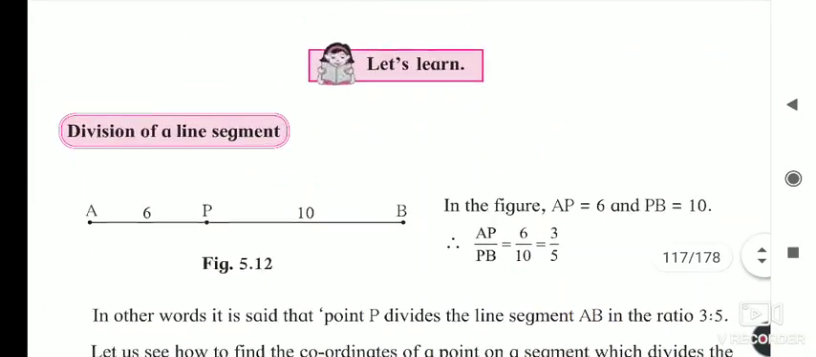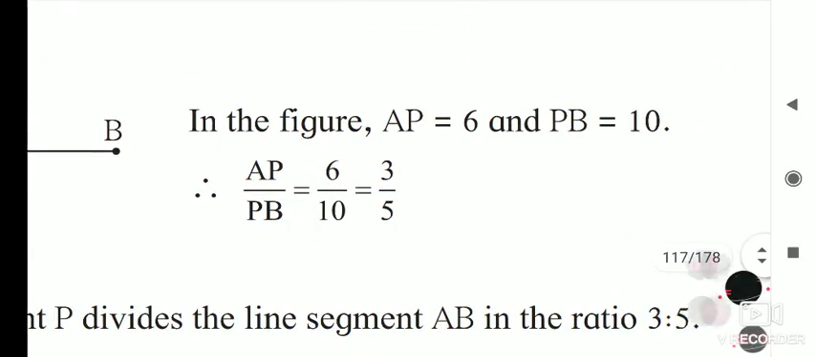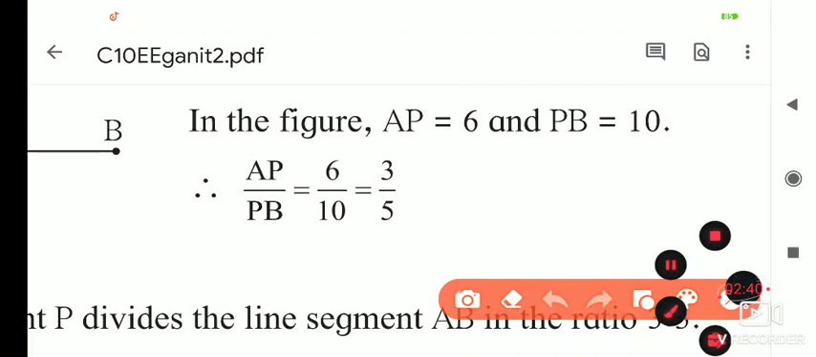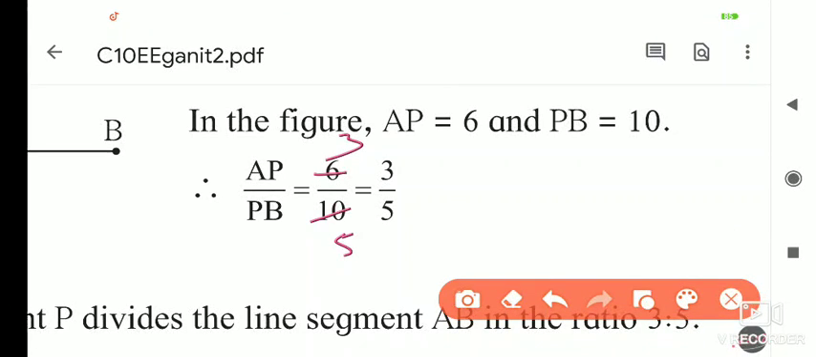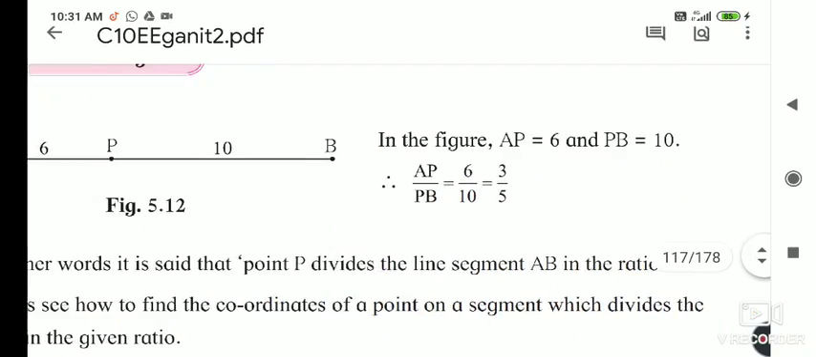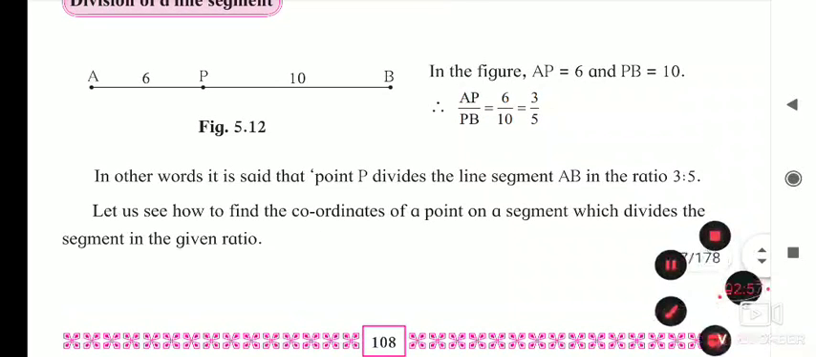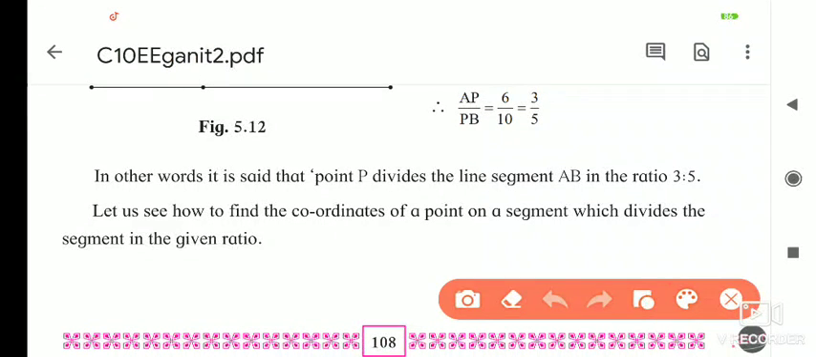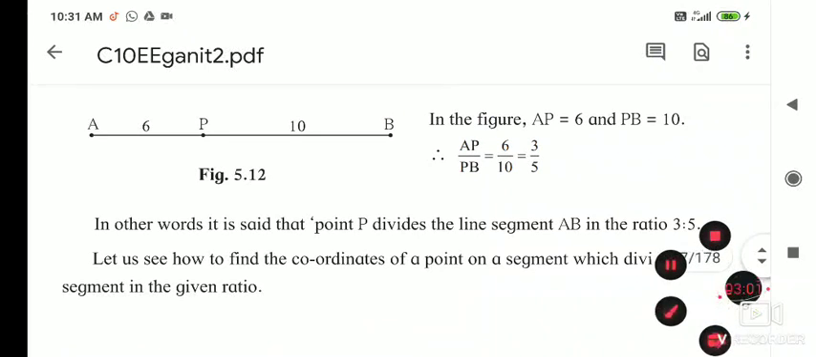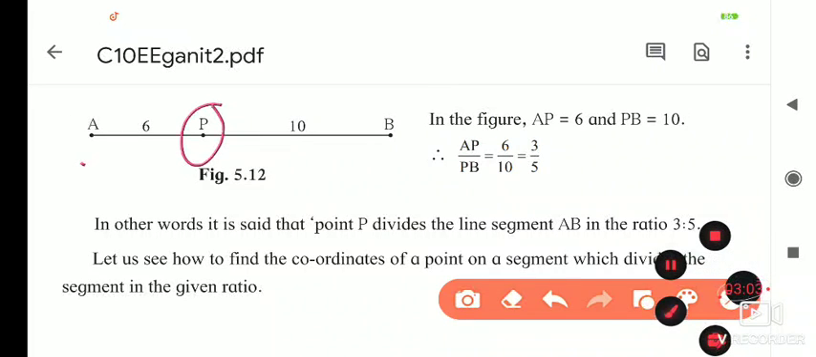6 upon 10, because AP's measure is 6 and PB is equal to 10. When we divide this, 2 threes are 6 and 2 fives are 10, so 3 upon 5 is the answer for AP upon PB. In other words, it is said that the point P divides the line segment AB in the ratio 3:5. So here this point P divides the segment AB into a 3:5 ratio.